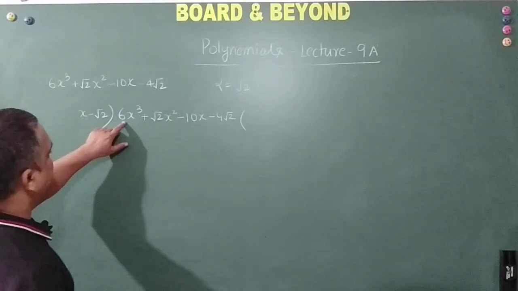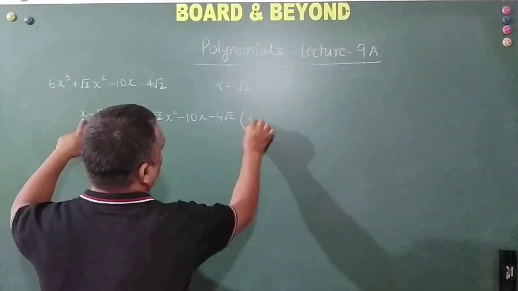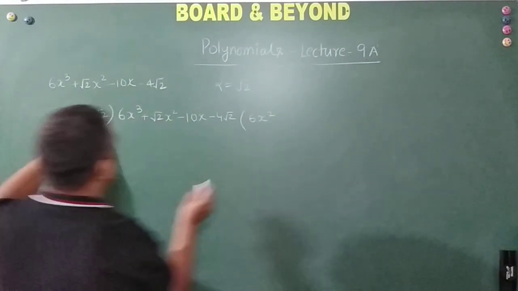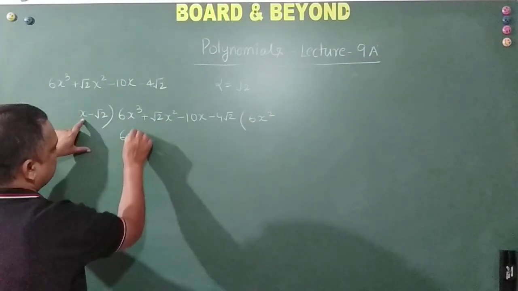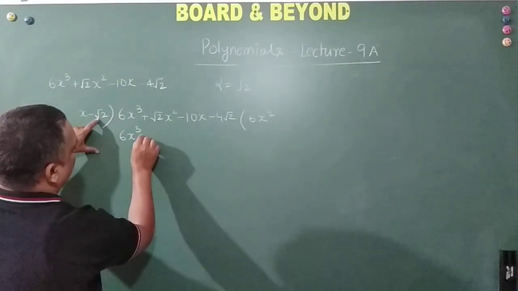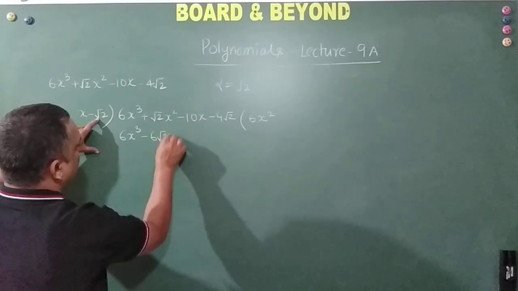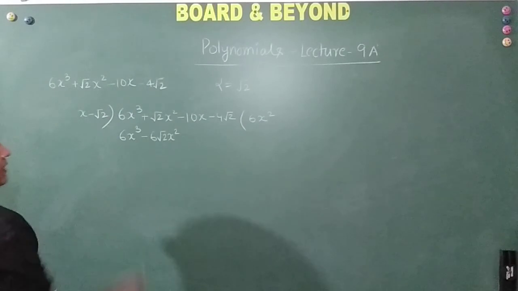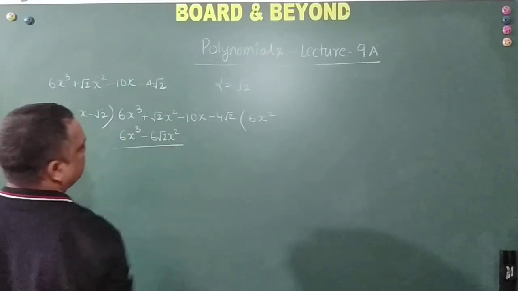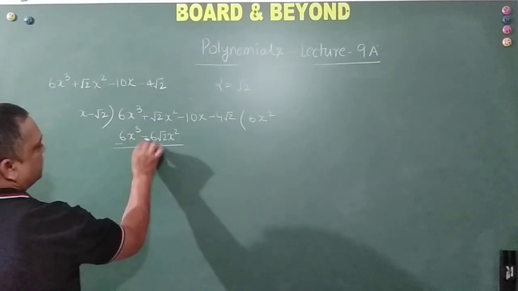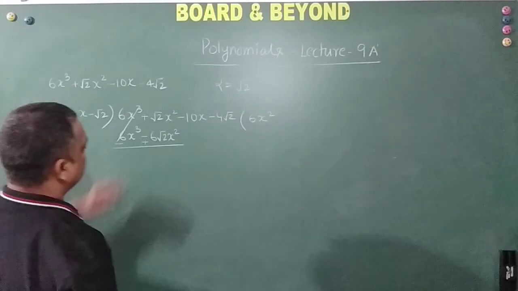Now I need 6 here, 6x cube. So let's do 6x square. Okay. So 6x cube. Now what will happen to this term? Minus 6 root 2 x square. Right? You are getting this point, friend? So minus plus, this cancels.